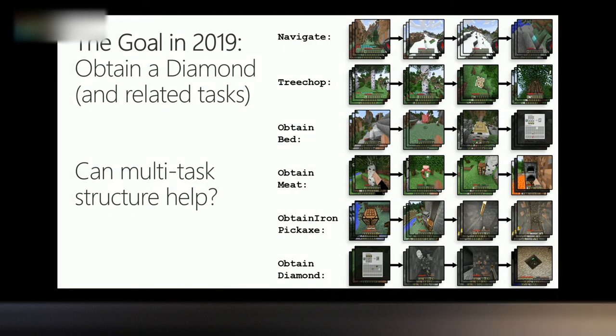You see this particularly at the top with the navigate example, where it's in a forested situation on the left, and then in the center it's in this snowy region, but the underlying task is essentially the same. Can we extract what that underlying structure is so that we can more efficiently learn how to act when put into a new instance of this task?